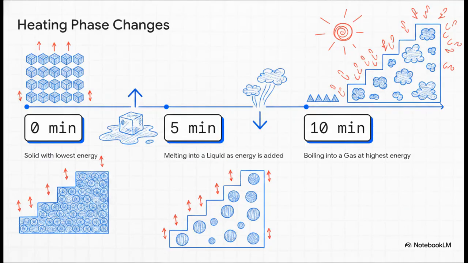You can imagine this like a literal energy staircase. Walking up the staircase means we're adding heat energy. Down at the bottom step, where we have the lowest energy, we have a rigid solid.